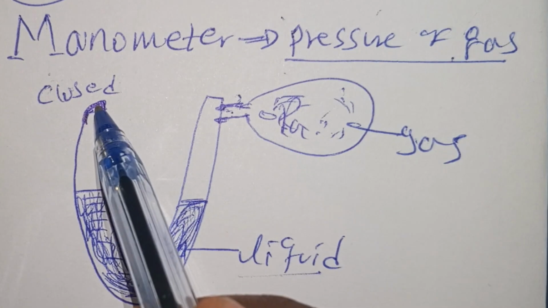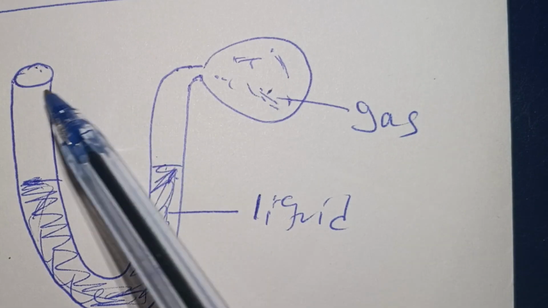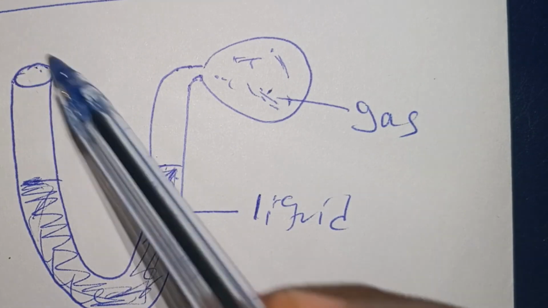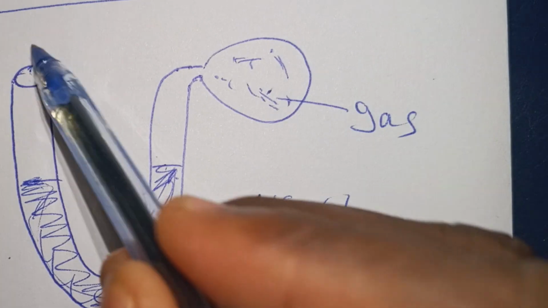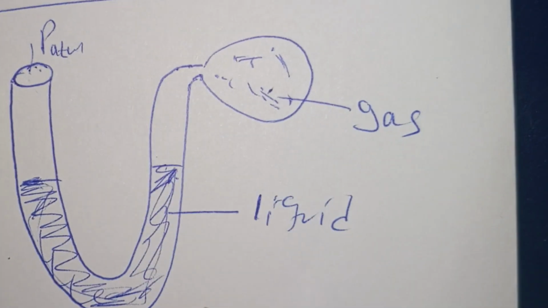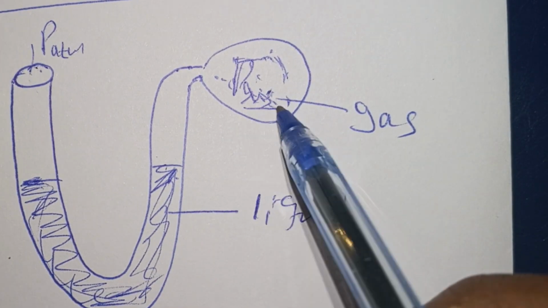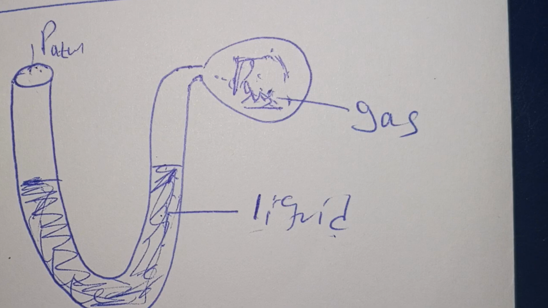That means we can have a closed-end manometer and an open-end manometer, where one end of the tube is open to the atmosphere. So we have the pressure of the atmosphere, P atm, here, and this is the pressure of the gas we are measuring. So let's see each one by one.